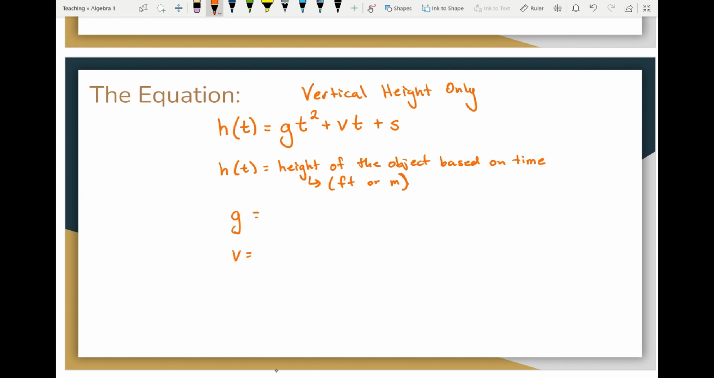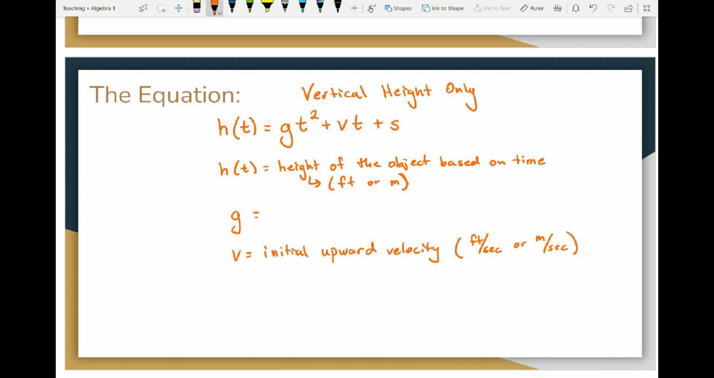V stands for the initial upward velocity. We're only going to care about the upward velocity right now. Once again, that's only because we're dealing with vertical, okay? And velocity is either going to be feet per second or meters per second if we're dealing with meters.